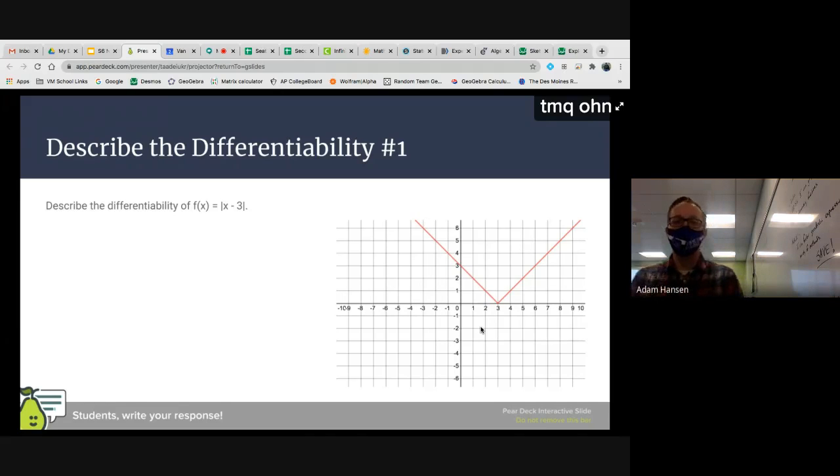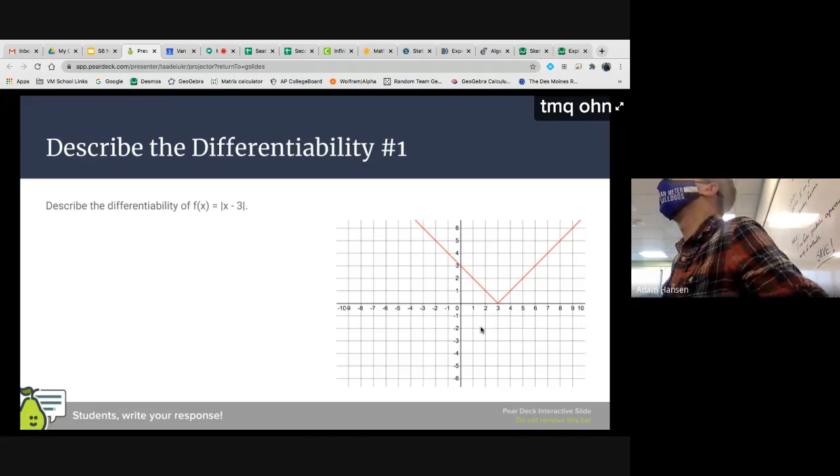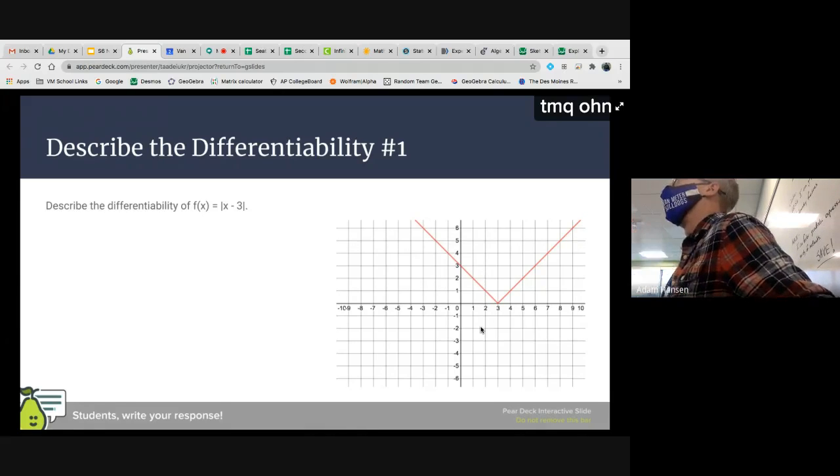Just like we described intervals where a graph is continuous, we could do the same thing for where it's differentiable. If it's not differentiable at any point, tell the reason why. It could be a cusp, a discontinuity, or a vertical tangent line.